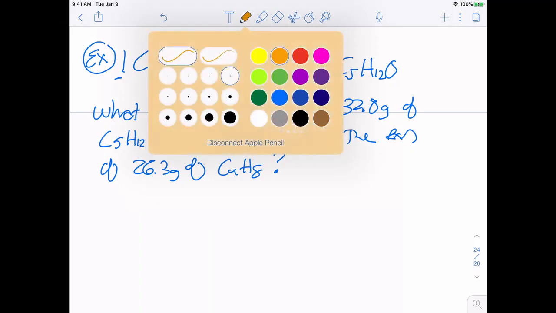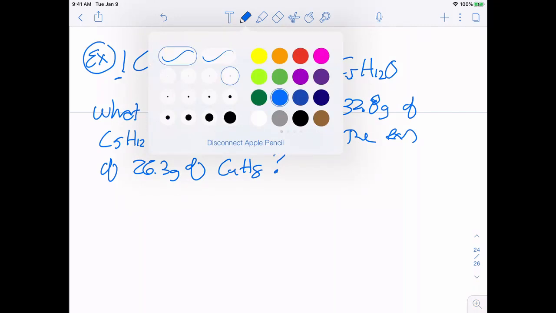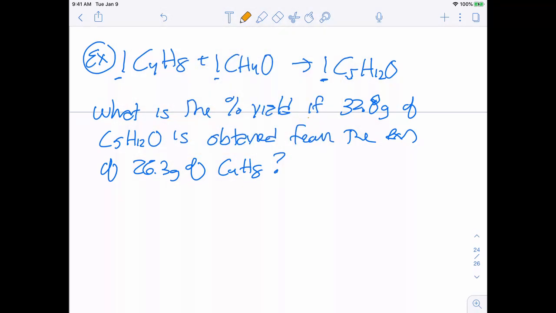The next thing in this problem is we're given 2 numbers. So what we want to do is figure out what these are. So this 32.8 grams, not that that looks like an 8, but it is. Let me try to fix it. It's an 8. This here is my actual yield. So this is obtained. So it's the wording, and it's also that it's the product. So what is the percent yield if 32.8 grams of my product is attained? So this is my actual yield.